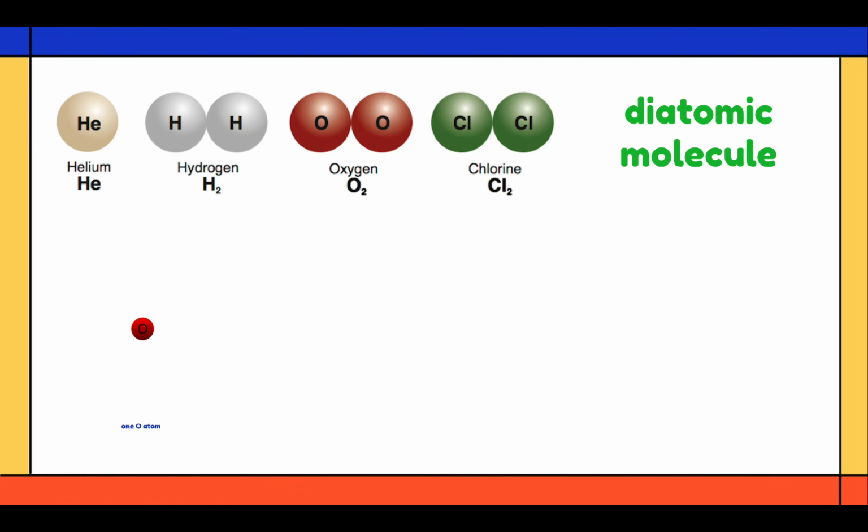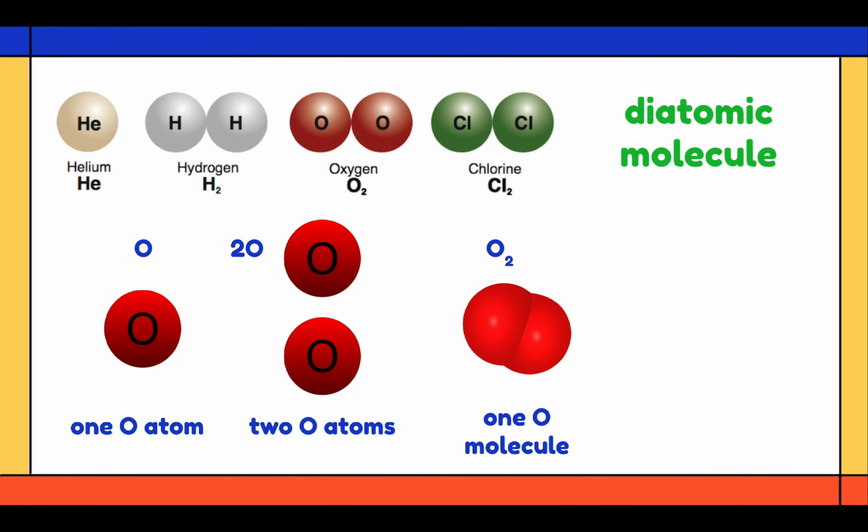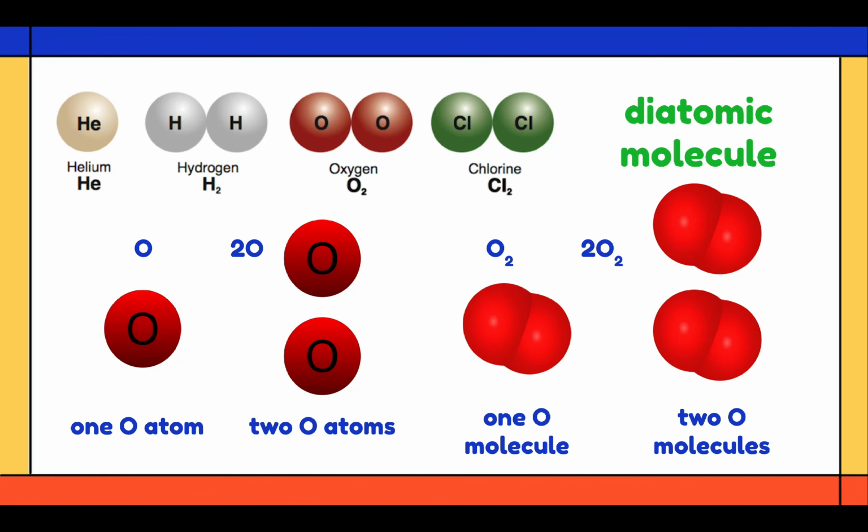For example, one oxygen atom is written as O. Two oxygen atoms, like this, is written as 2O. Now it will be different if it's one oxygen molecule. It'll be O2. Now if we have two oxygen molecules, it will be 2O2.